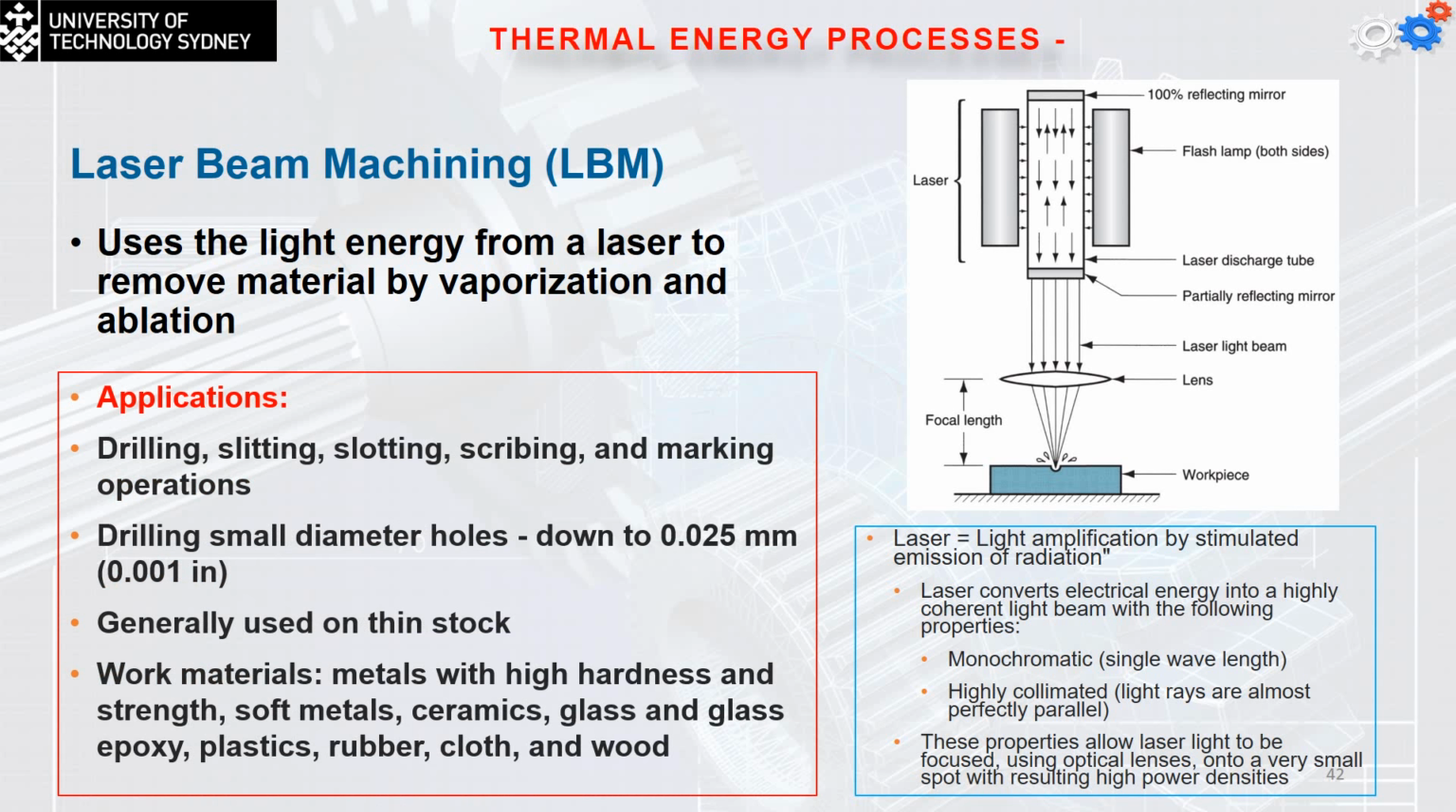The applications are for drilling, slitting, slotting, scribing, and marking operations. Drilling small diameter holes down to 0.025 millimeters, generally used on thin stock. You have a limit on the thickness of the material. For harder material, you have to go for thinner thickness. Work materials: metals with high hardness and strength, soft metals, ceramics, glasses, and glass epoxy, plastics, rubber, cloth, and wood.